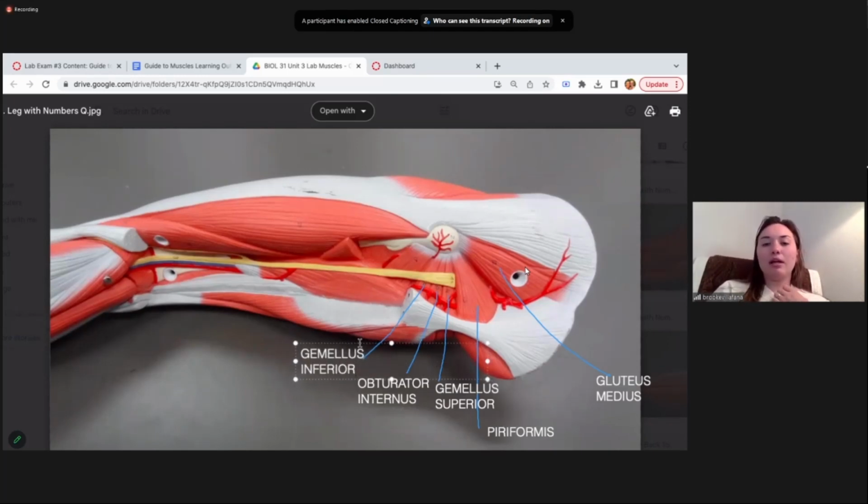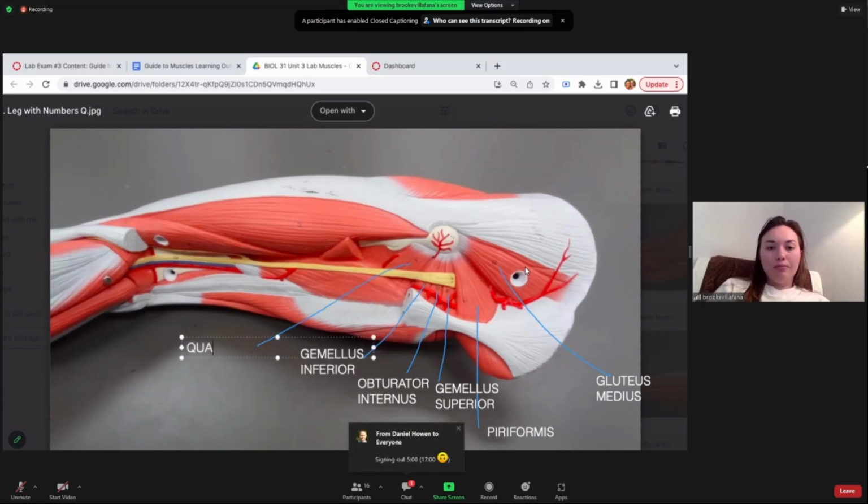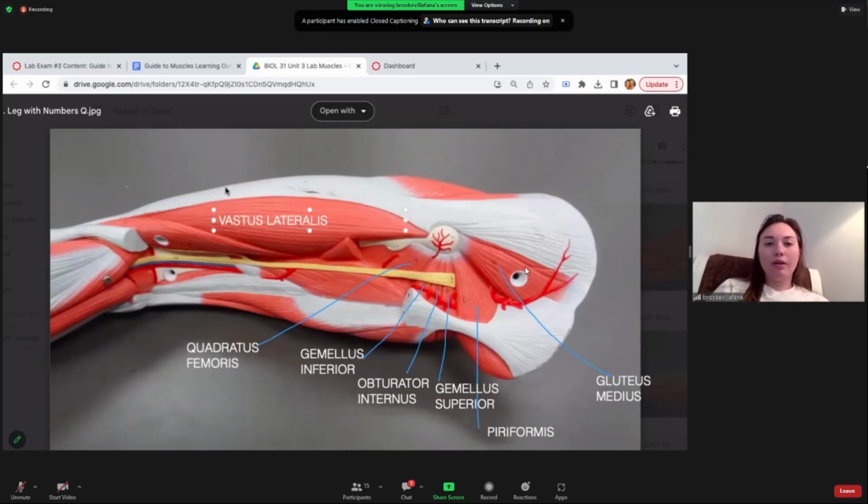I think of them as the little gems, like they're really tiny, like gemstones. So gemellus superior is the one on the top, inferior is the one on the bottom, and obturator internus is wedged internal in between the two. Or you could think in between, internus, obturator internus. And then our last one here is quadratus femoris. And then, like I already told you, this guy right here is our vastus lateralis. And then we also have the iliotibial tract.